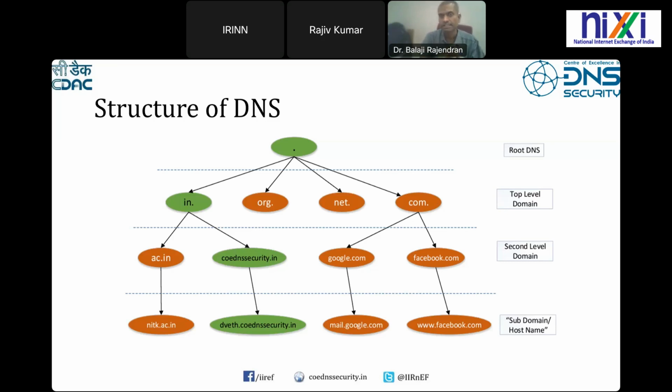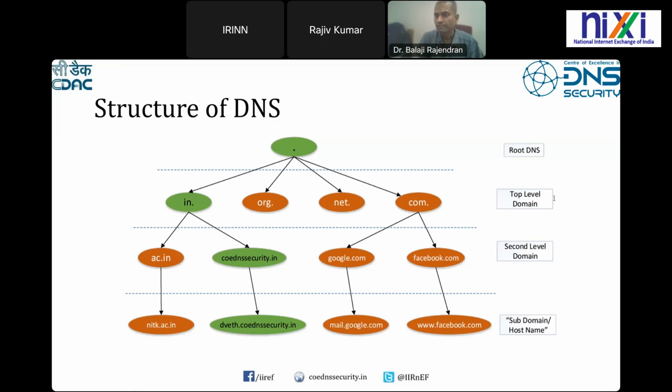So .in does not have the information about the DNS data, which may be A records or MX records; we'll talk about records a little later. A records or MX records, whatever it is about dwaith.coidnssecurity.in or tools.coidnssecurity.in, are not under .in. If we are talking about .in, we are talking about ac.in or coidnssecurity.in. Those particular domain names will be actually under the .in domain. So that is the part.